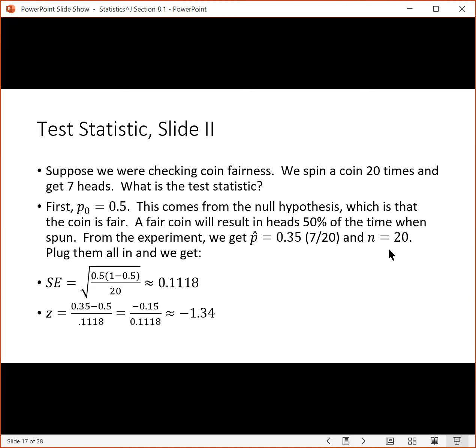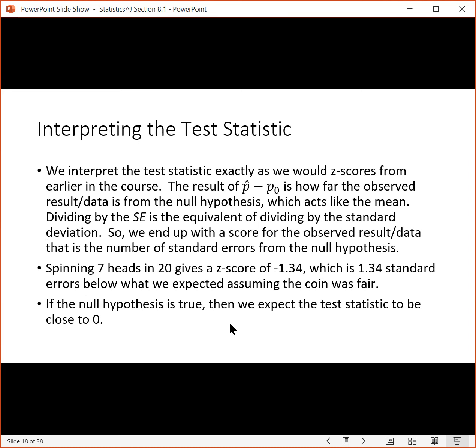Then we take those 3 things and just plug them in. And you get the standard error is 0.1118, and the z-score is negative 1.34. We interpret the test statistic exactly as we would z-scores from earlier in the course. The result of p hat minus p naught is how far the observed result is from the null hypothesis, where the null hypothesis acts like the mean. So we're finding the distance between these two events.